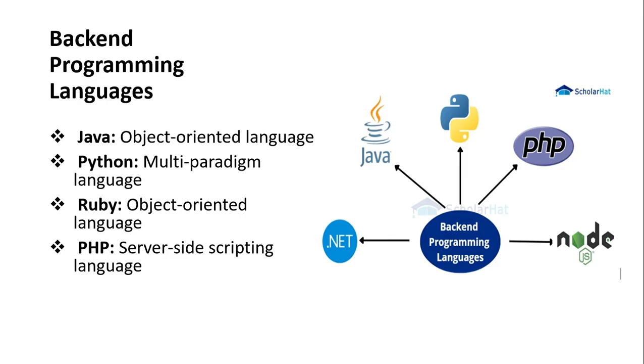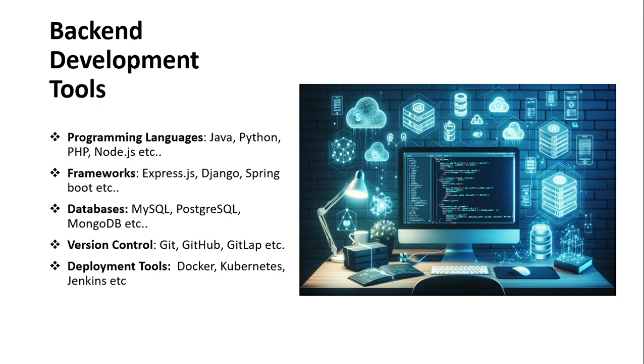Alright, next we are looking at backend development tools. We have programming languages. These are the tools that we use in building our backend. Number one, you take up a programming language, Java, Python, PHP, or any framework, Node.js, and etc.